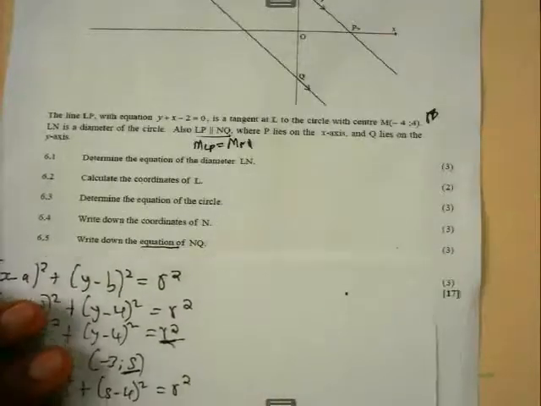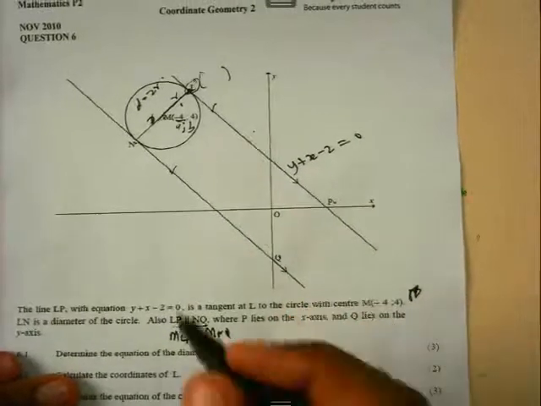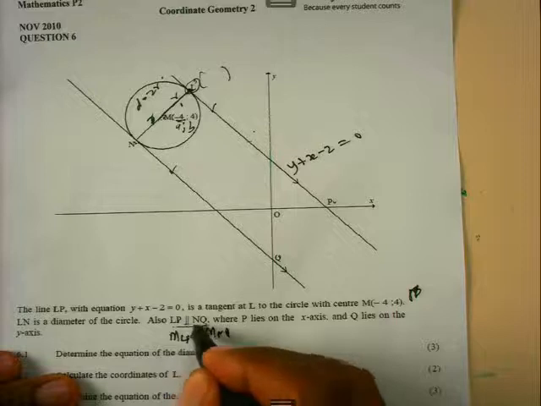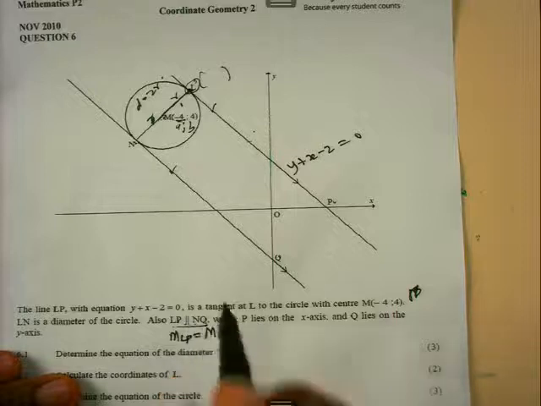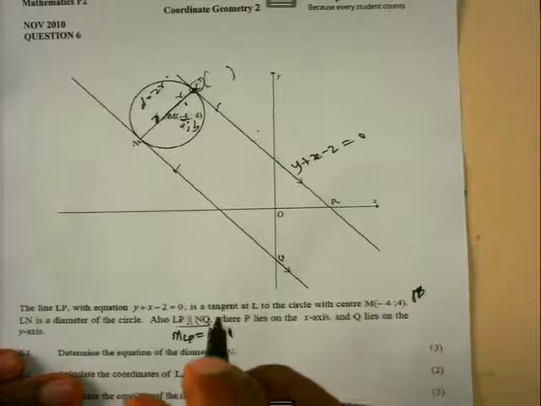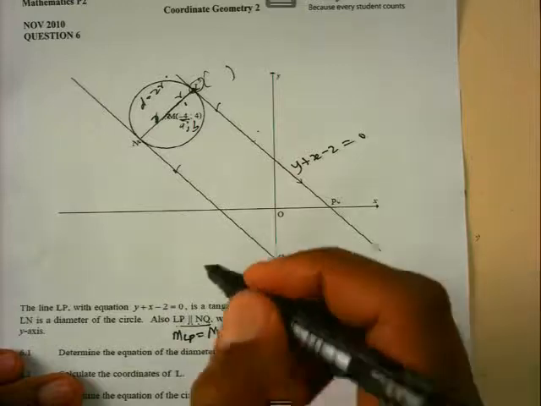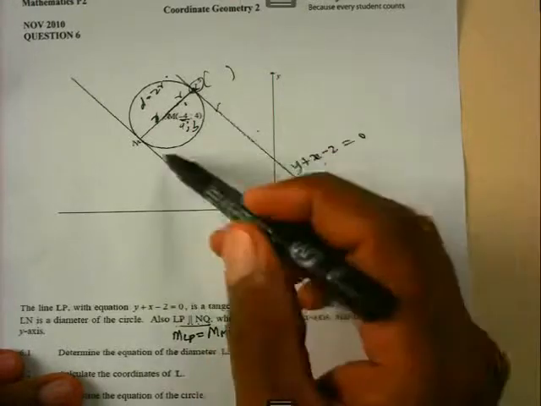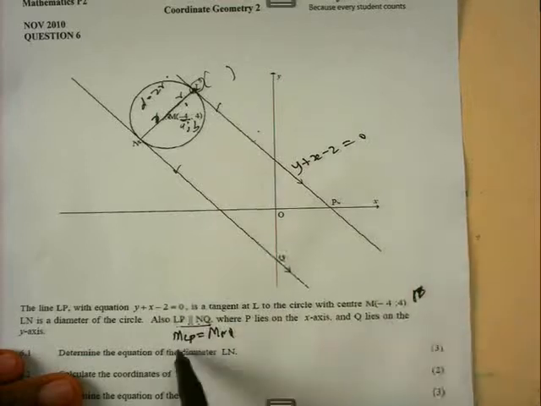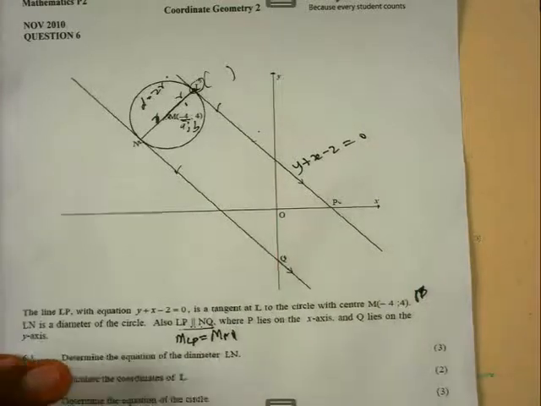Now, boys and girls, when you look at our NQ, they said something about it too. LP is parallel to NQ. That is why it's very important to read the statement and underline the important information. Right, from here we can see since LP is parallel to NQ, then the gradient of LP is equal to the gradient of NQ.